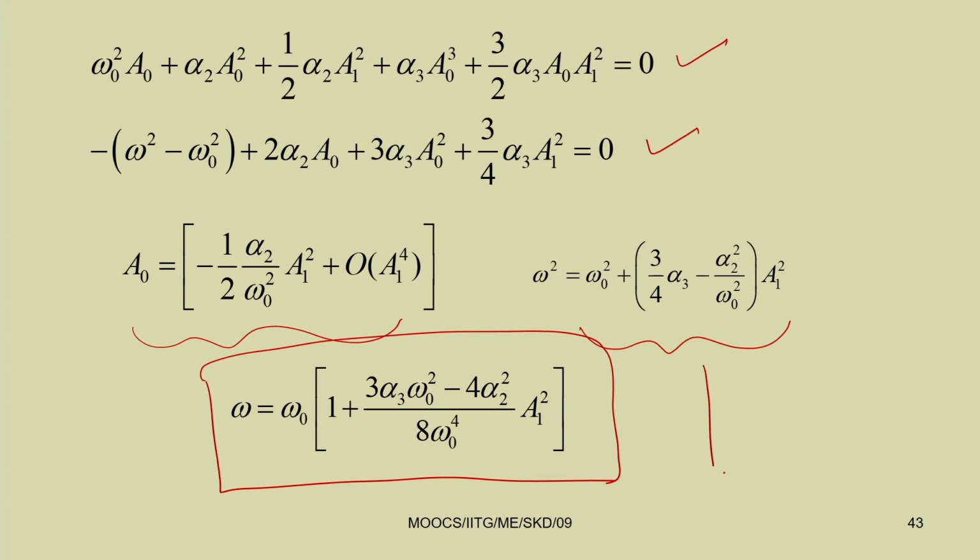Now you can plot a 1 versus omega to find the frequency response plot. This is an assignment: you can find the frequency response plot, and also by using the Runge-Kutta method you can compare the solution here and find the solution of a 0.